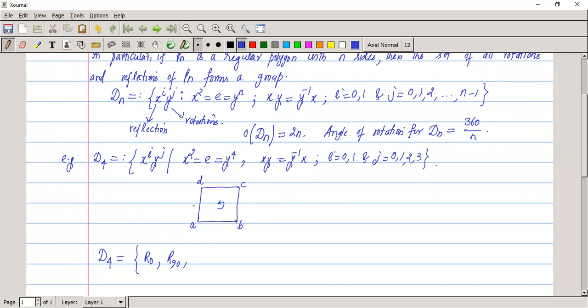And similarly, a rotation of 180 degree, that means rotating this square 2 times 90 degree. So it is the rotation of 180 degree. Then once again rotating a 180 degree figure again by 90 degree rotation, that will give us the rotation of 270 degree.